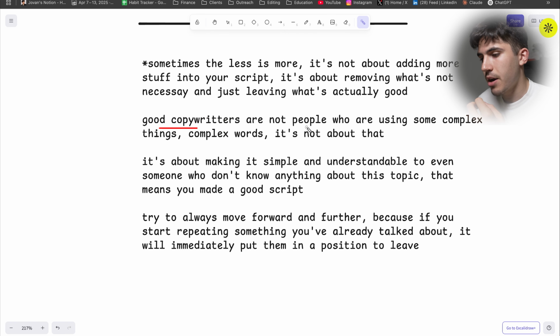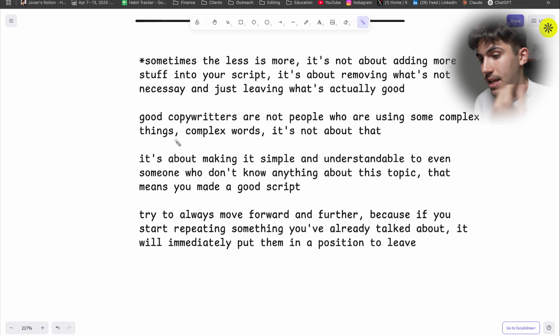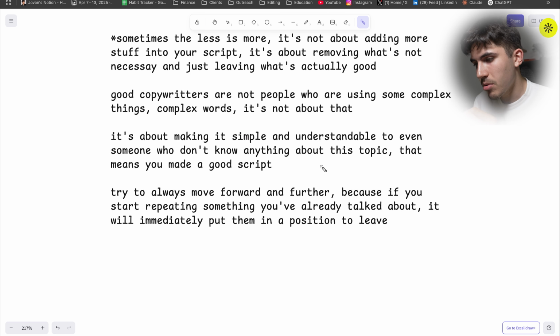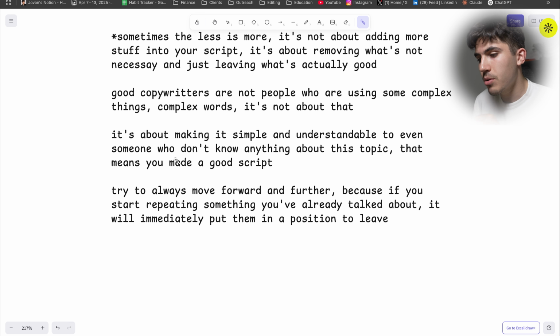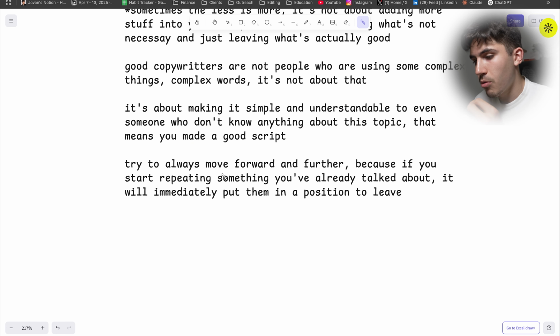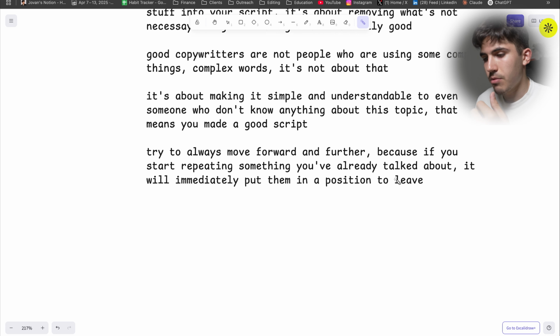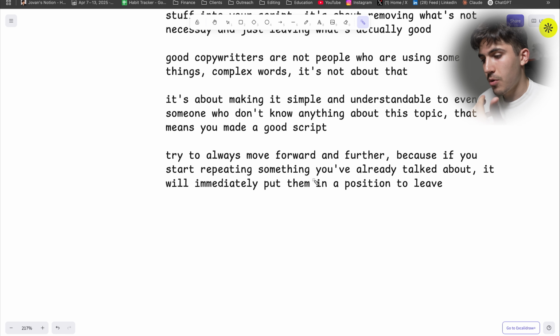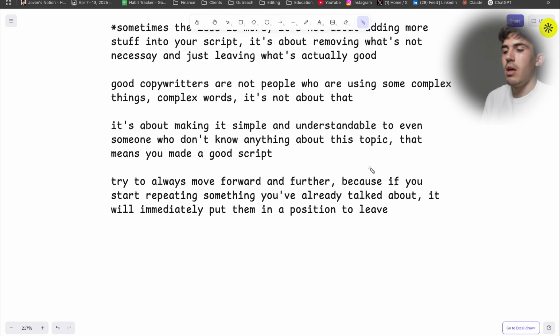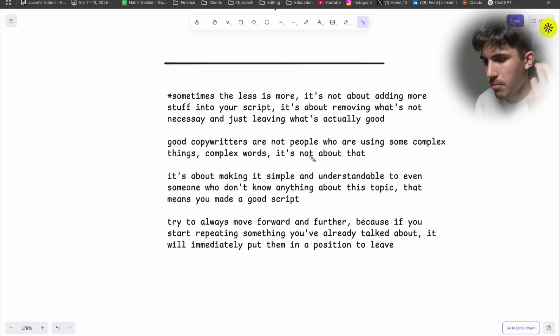Good copywriters are not people who are using complex words. It's about making it simple and understandable to even someone who doesn't know what the topic is about. When you achieve this, you made a good script. Try to always move forward, because if you start repeating something you already talked about, it will immediately put them in a position to leave your video. Just a few things to keep in mind while writing.